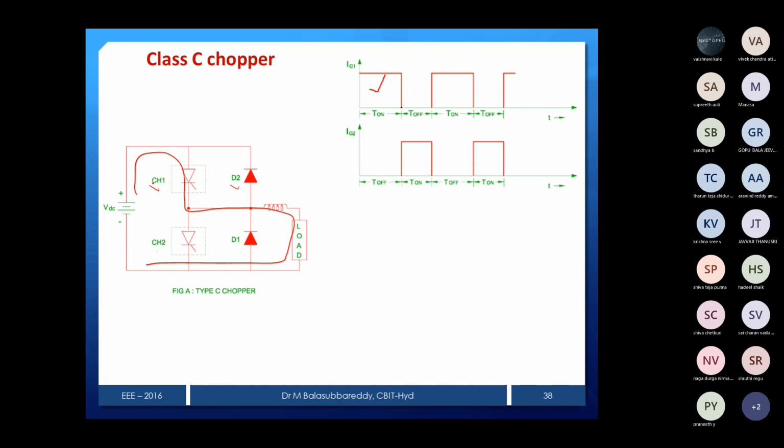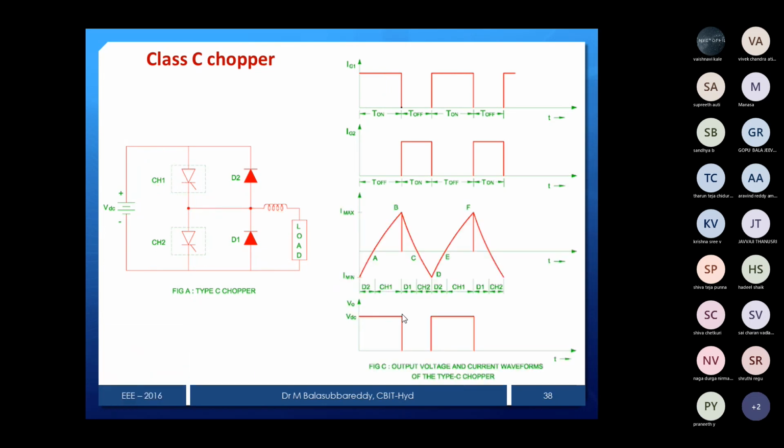That's why CH1 is on. Now you draw, what will happen? Current will be rising. So current will gradually rise and voltage will be the same as the source voltage, like this. So now you can represent the current waveform as well as the voltage waveform. Voltage will be the same as source, current will be rising from this point onwards.